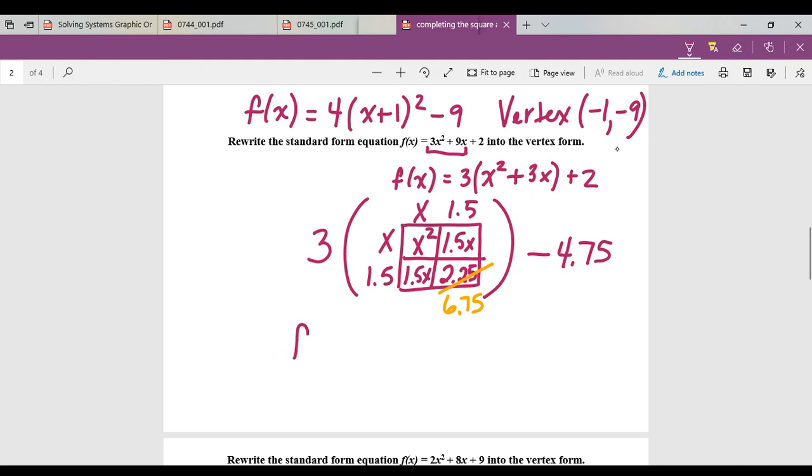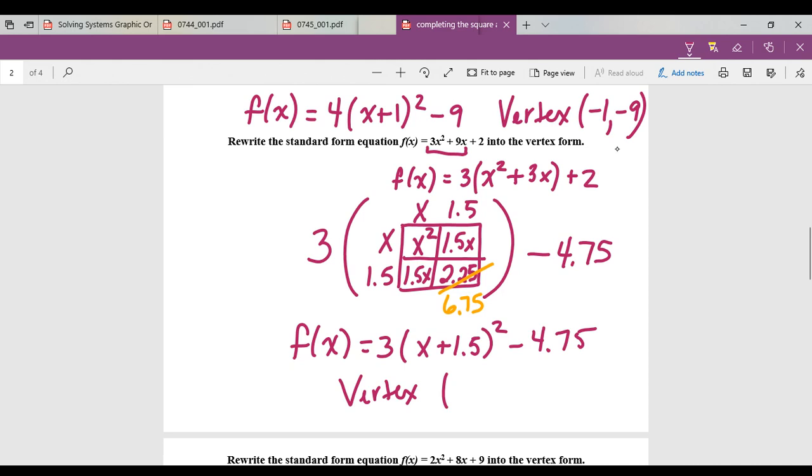So then we just have to write our equation. So f of x equals, we have our 3, and then what goes in parentheses? Yeah, x plus 1.5. It's the outside of the box, and then that's squared because it's a parabola, and then we have minus 4.75. So this would not be fun to graph. We have some decimals involved. What is the vertex, though? Oh, so yes, negative 1.5 and negative 4.75. So always the opposite of what's in the parentheses.